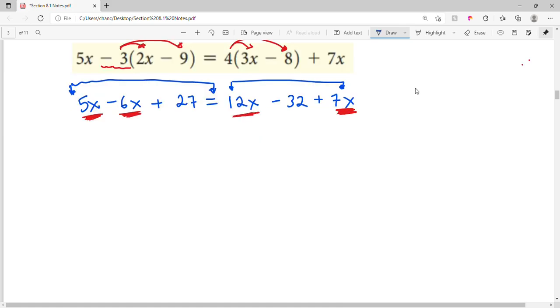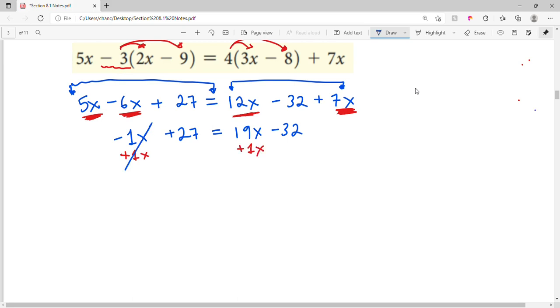Simplifying the left side, 5x minus 6x, that's -1x plus 27 is equal to, on the right, 12x plus 7x, that's 19x, and then we'll bring down that -32. Since I can't simplify the left or the right any further, then we can start adding to both sides. I'm going to add 1x to both sides.